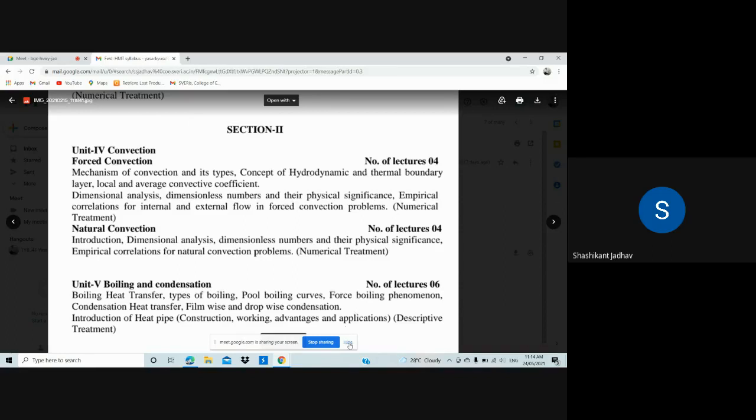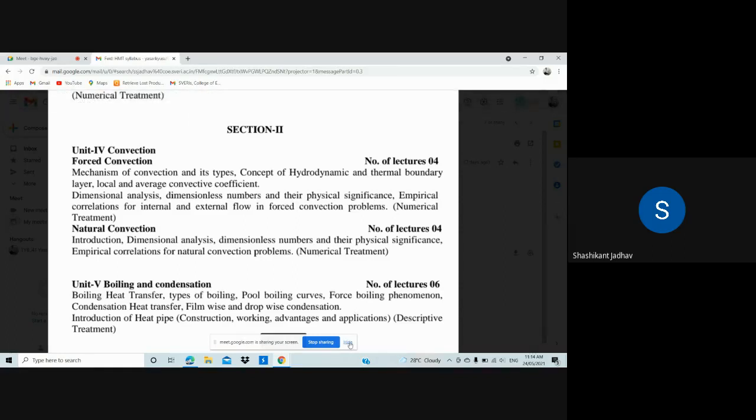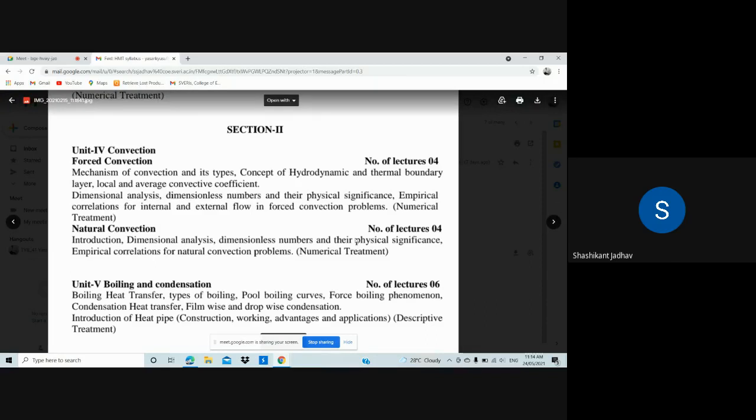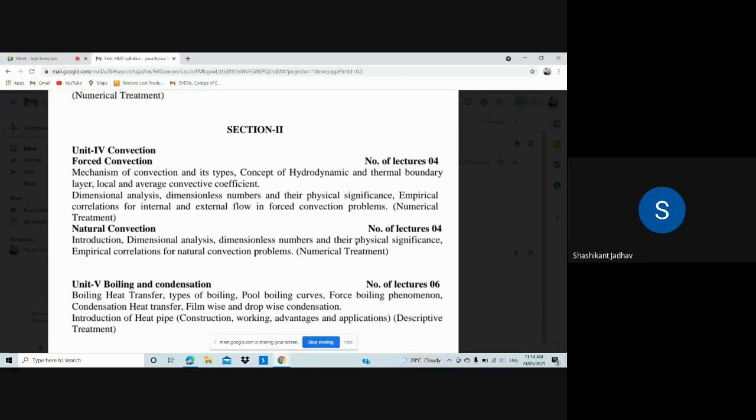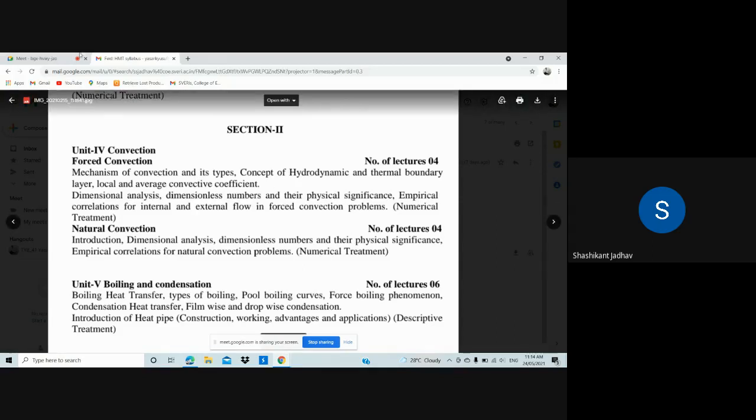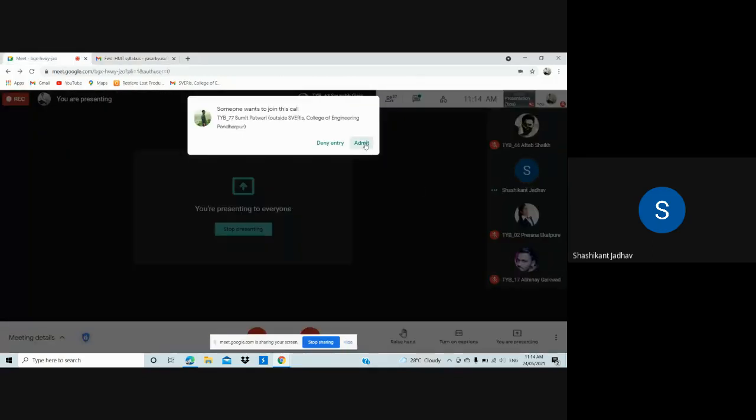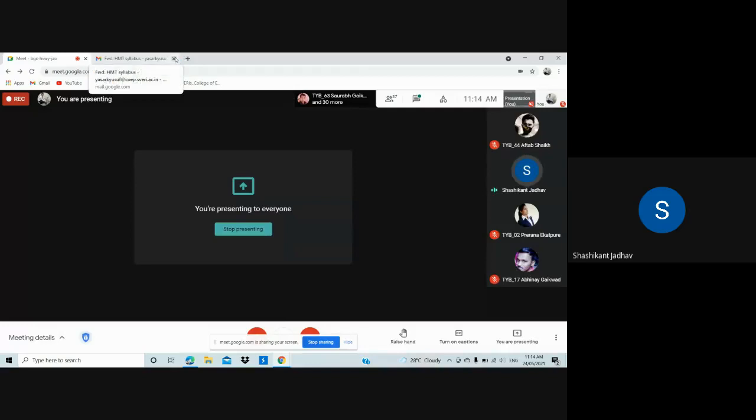Then what is meant by natural convection, what is meant by dimensionless analysis for the natural convection, what are the dimensionless numbers for the natural convection and their physical significance. Then we have to see the empirical relations to solve the heat transfer coefficient. So this is the syllabus for unit number 4, that is convection. Okay, so write down the first point, convection. Write down what is meant by convection.